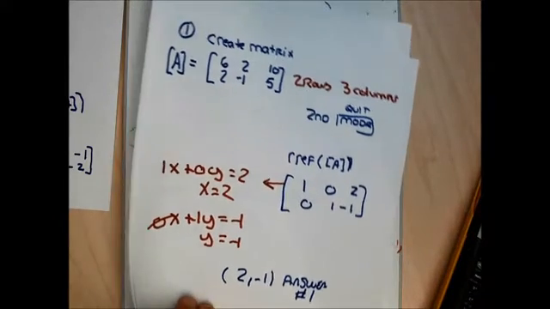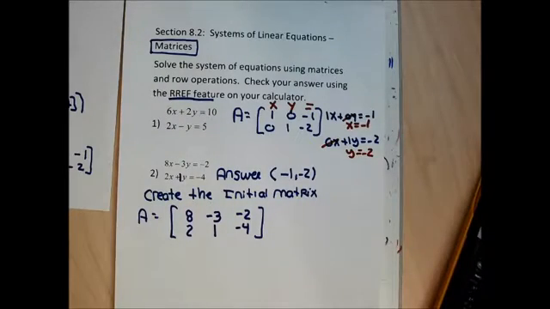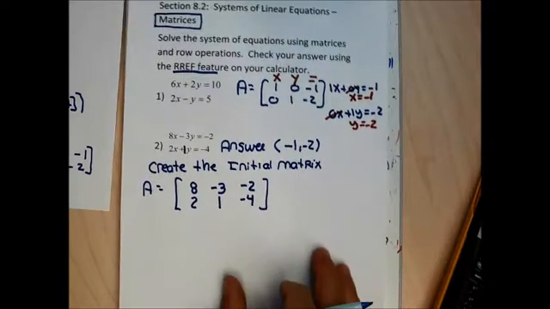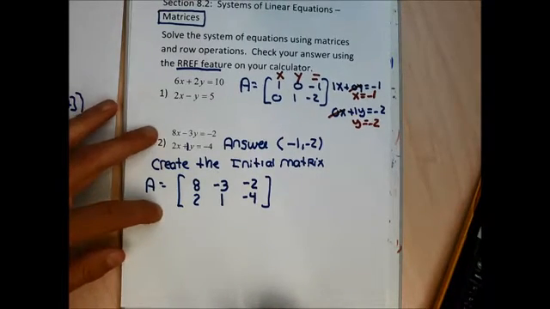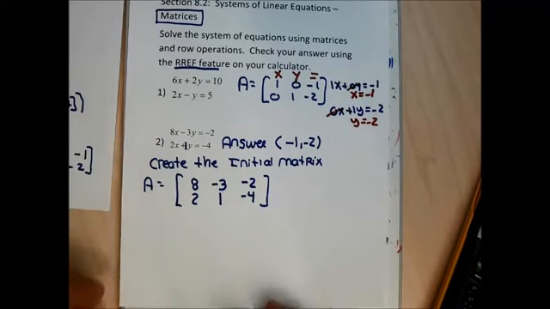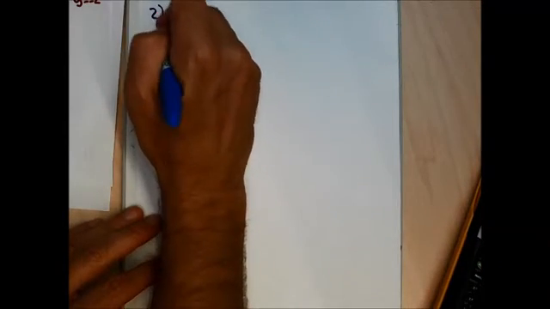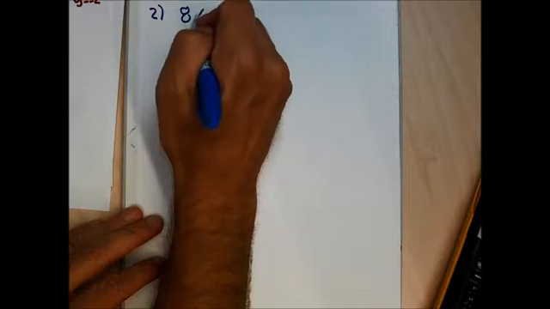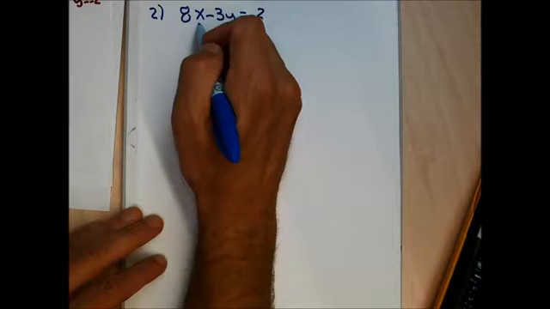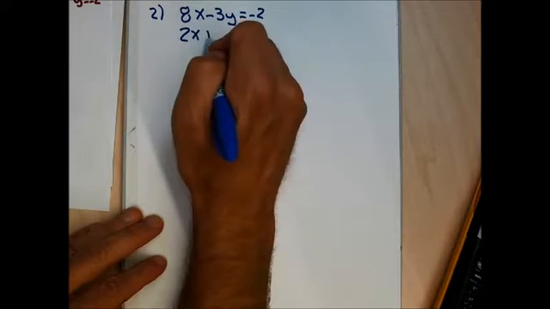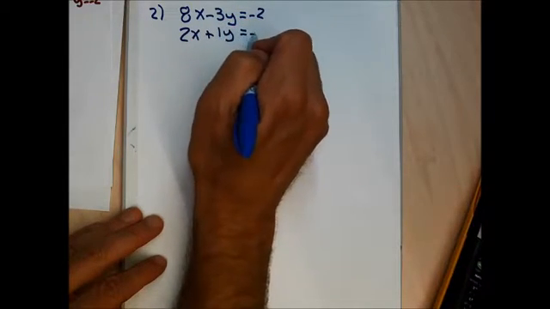Now we have to learn how to do them by hand. You're absolutely going to be required to do one matrix on the test by hand, and it's not going to be very pleasant. So I'm going to solve problem 2 by hand. And let me do it all on another sheet of paper because this takes a lot of room. So problem 2 started off with 8x minus 3y equals negative 2 and 2x plus 1y equals negative 4.